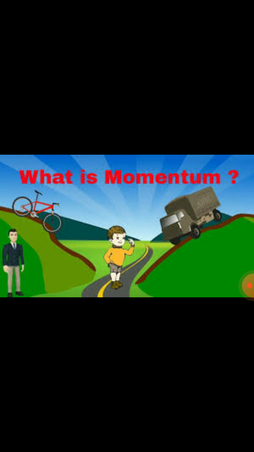What is momentum? Momentum is the product of mass and velocity. It acts in the direction of the velocity and it has both magnitude and direction. It was introduced by Isaac Newton. The SI unit of momentum is kg per second.